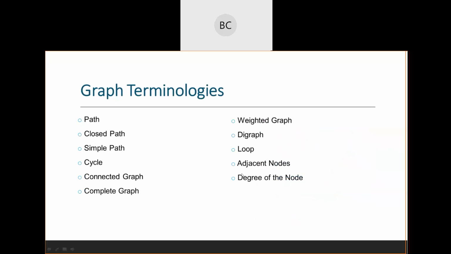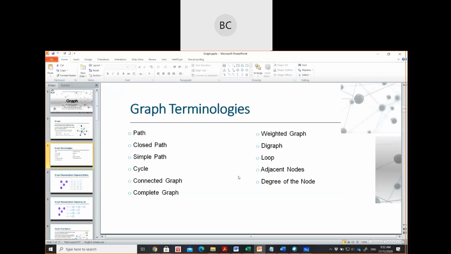So there are certain terminologies for graph. Okay. It's very important to understand these terminologies. So if I say path, so path you can say is just a sequence of nodes that are followed in order to reach some terminal node. Okay, let me show you.